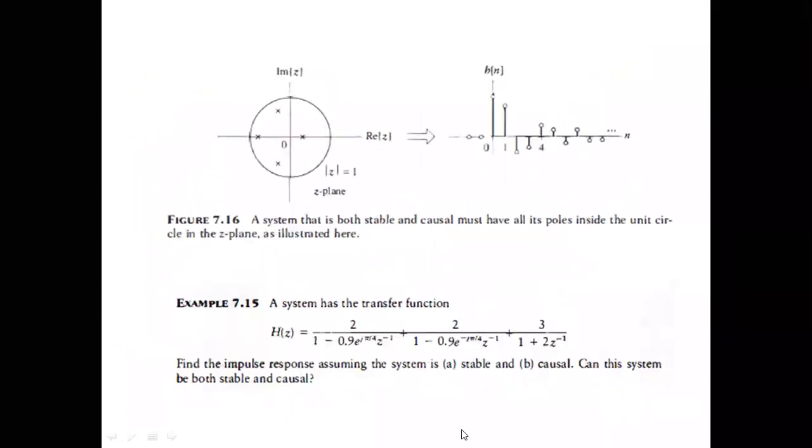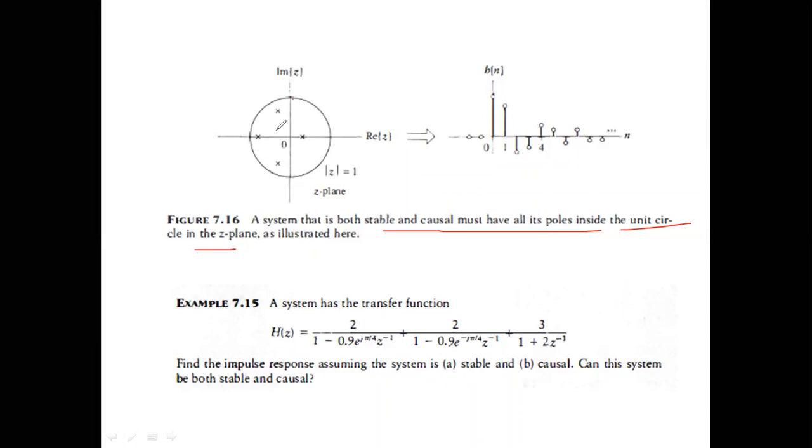So the author concludes by telling that a system is both stable and causal if all its poles lie inside the unit circle in the z plane. So this is a requirement. All the poles should lie inside the circle for a system to be both stable and causal.